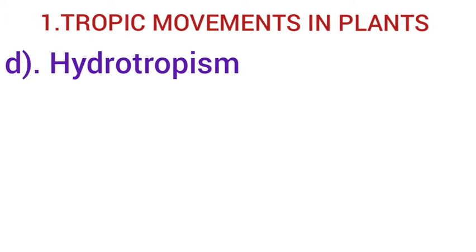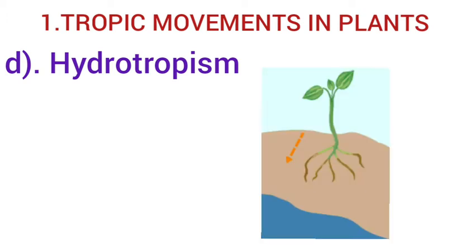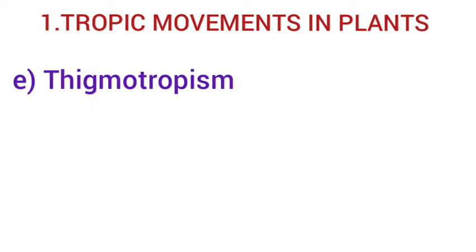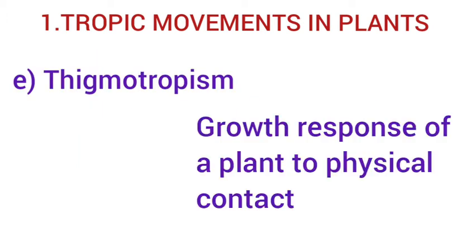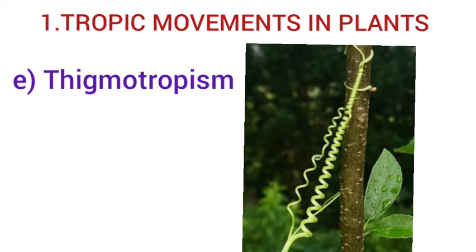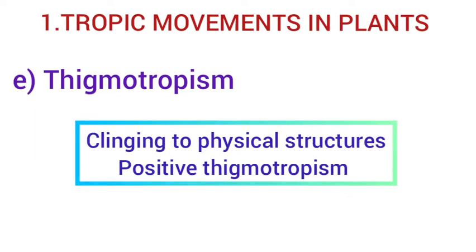The next one is hydrotropism. The growth response of a plant to water is called hydrotropism. Roots exhibit positive hydrotropism. Thigmotropism. Growth response of a plant to physical contact or touch is called thigmotropism. Plants that cling to physical structures such as walls or fences exhibit positive thigmotropism.